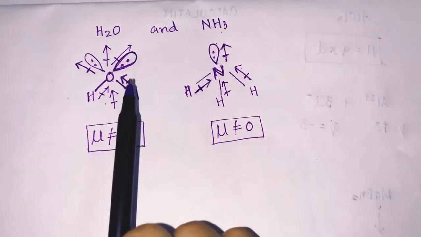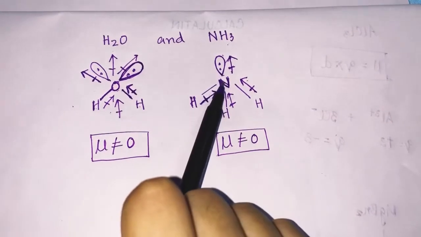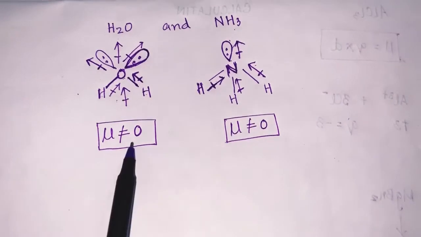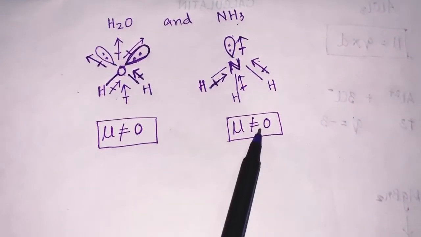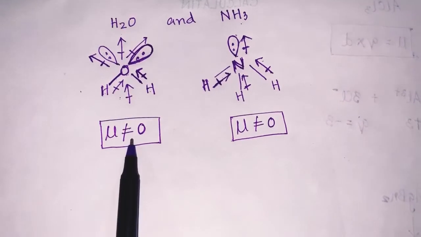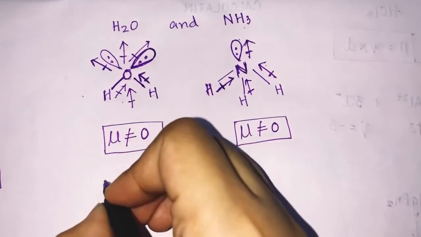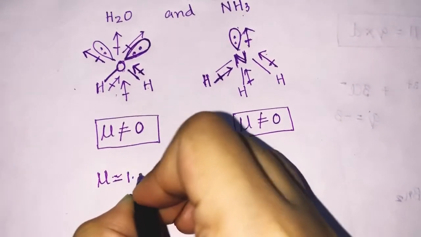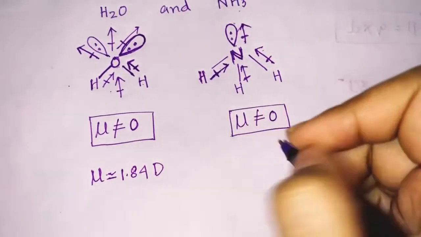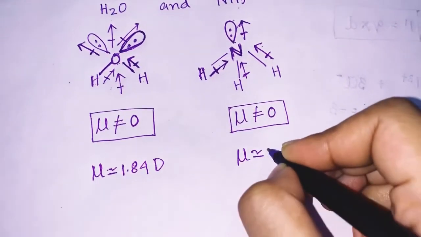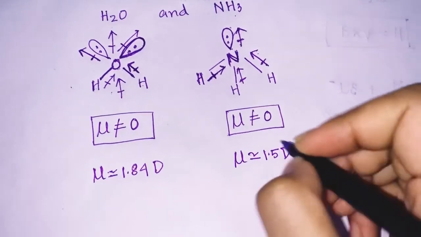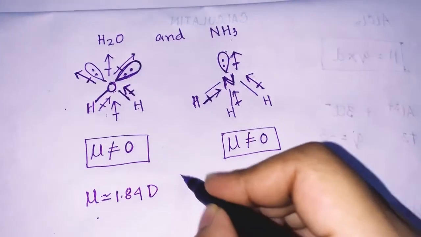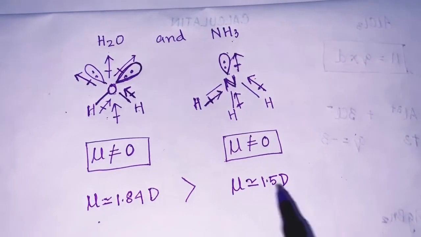But I have told you that we are comparing the dipole moments of both of them. We cannot say just by telling that both of them have non-zero dipole moment. For this we will have to know their values precisely. Just for your information, I am telling you the dipole moment of water is 1.84 D, and of ammonia it is approximately equal to 1.5 D. So here we are seeing the dipole moment of water is more than the dipole moment of ammonia, slightly more.